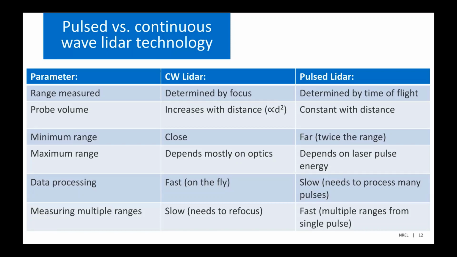And data processing for a continuous wave LiDAR is fast because it's happening on the fly as it's scanning around, whereas a pulse LiDAR is relatively slow because it needs to process many pulses in order to get enough signal back. For measuring multiple ranges, the pulse LiDAR has an advantage because it can measure multiple ranges from a single pulse and differentiate between the ranges based on time of flight, whereas a continuous wave LiDAR is slow as it needs to refocus from one range to the next.